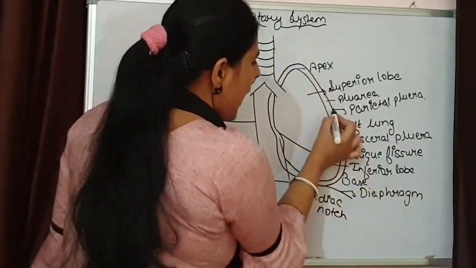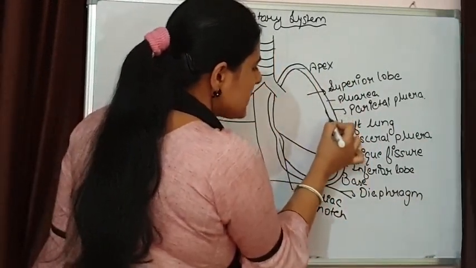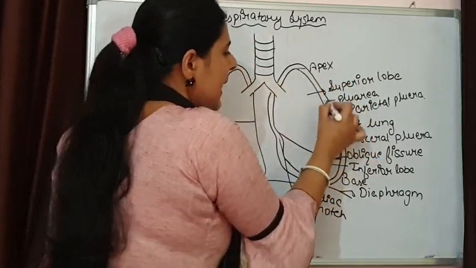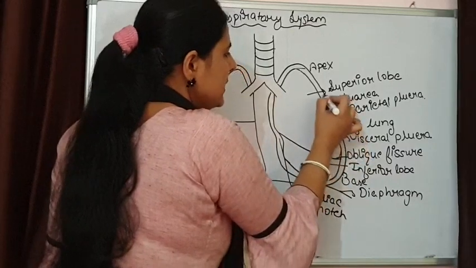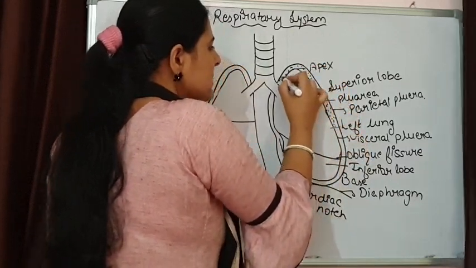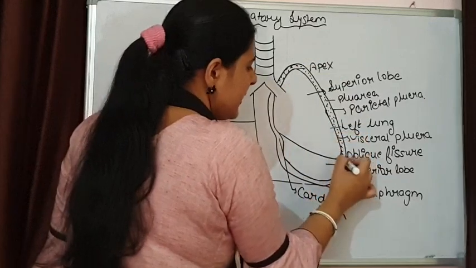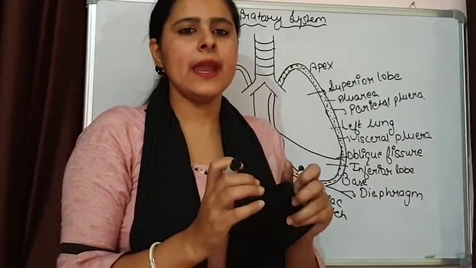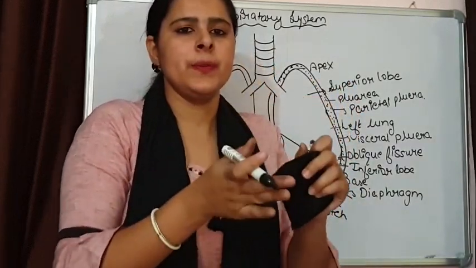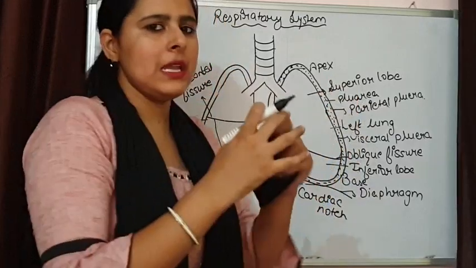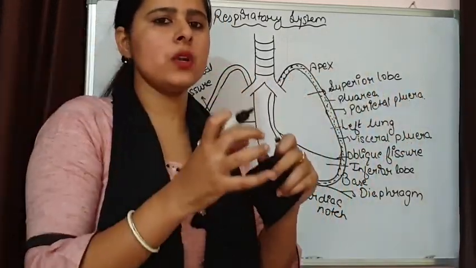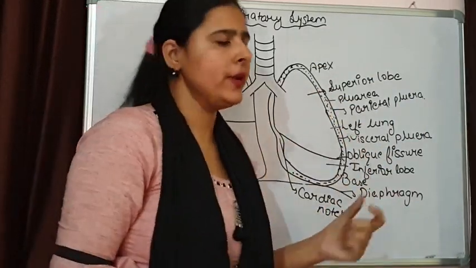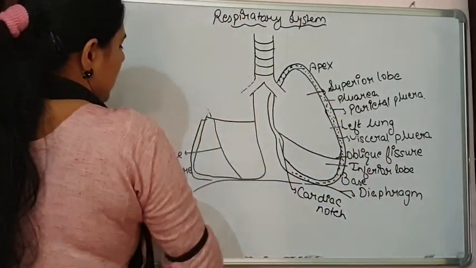So between the outer parietal pleura and the visceral pleura, a pleural cavity is present, and this pleural cavity is filled with pleural fluid. A fluid is continuously flowing in this region. This fluid acts as a lubricant and prevents friction between these two walls. The lungs continuously expand and contract, so the friction is prevented by this pleural fluid. So this is how the lungs are present.